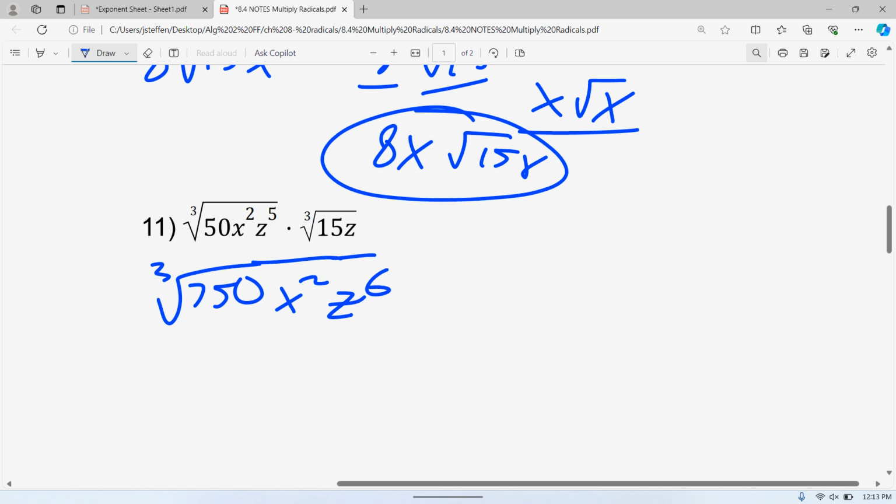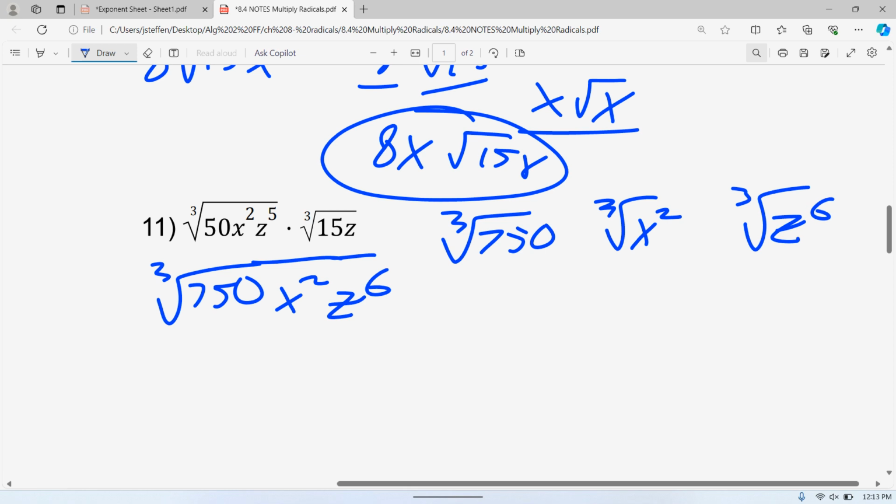Once you get here, that's the new part. I think it gets difficult. Now we split it up. We have the third root of 50, the third root of x squared, and the third root of z to the sixth.